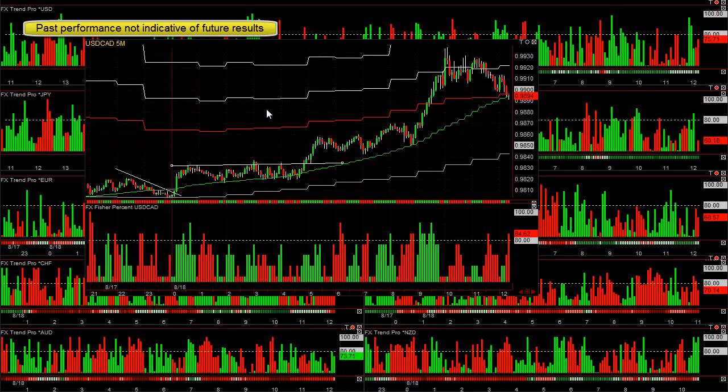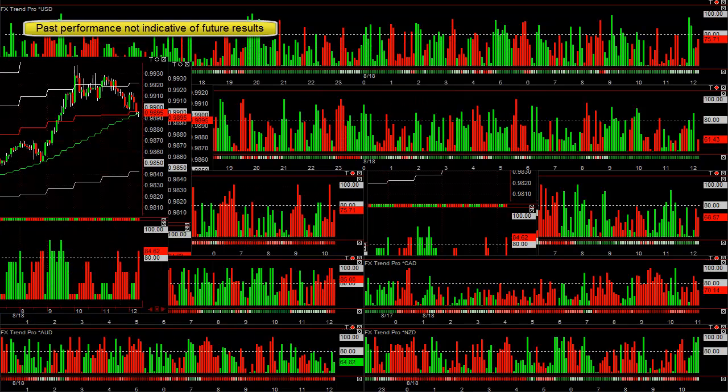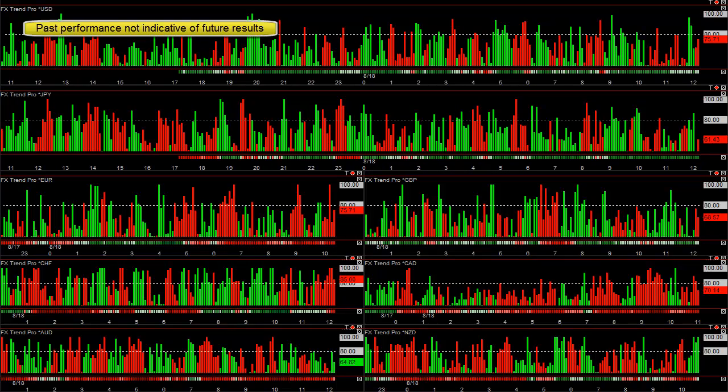Sometimes currencies trend all day long, and other times they make little 5 to 15 pip moves up, go sideways or pull back 5 to 10 pips, chop around. Some days are harder than others. Today was a relatively choppy day.